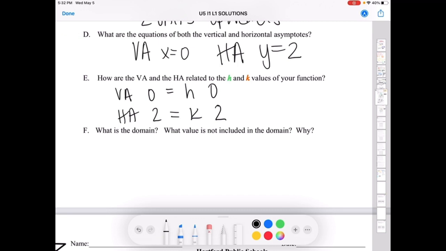What value is not included? Domain is x values. So because we have one x value that we cannot have, which is x cannot equal 0, our domain, D for domain, colon, because that's going to tell you what your interval is going to be. And I'm going to say from negative infinity to 0, not including 0, union 0 to infinity.